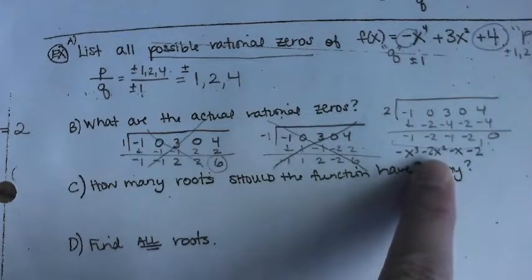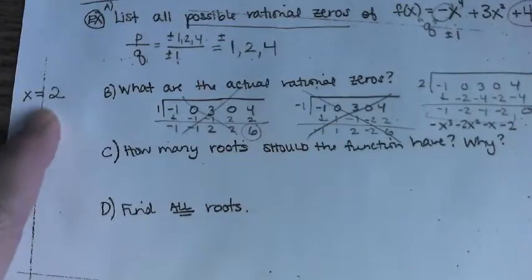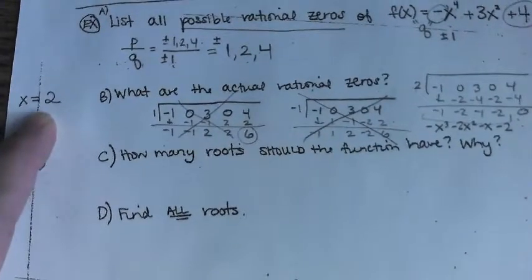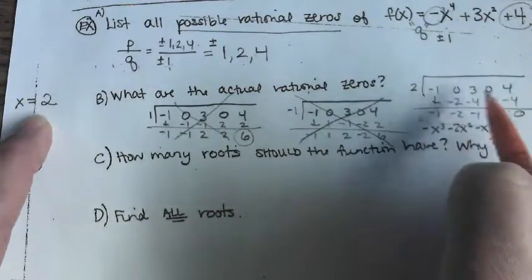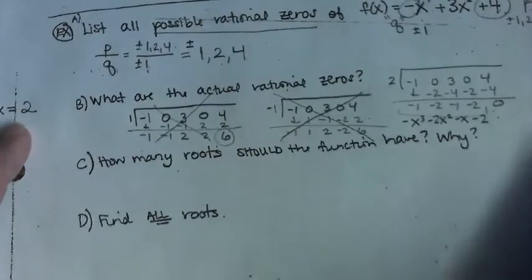Okay. Yes, because here's the thing. What if 2 is a double root? What if it accounts for 2 of the rational roots, right? So you've already divided it out of the original. You couldn't retest it in the original because the same thing's going to happen.